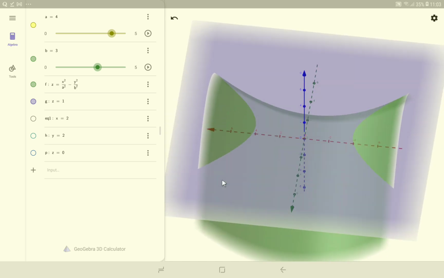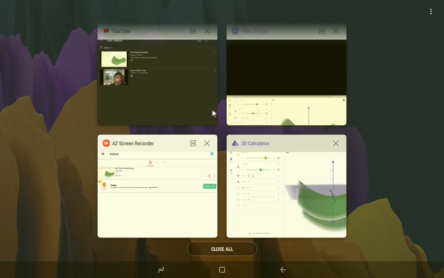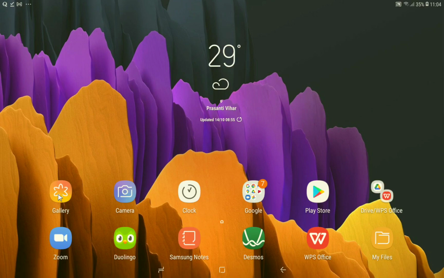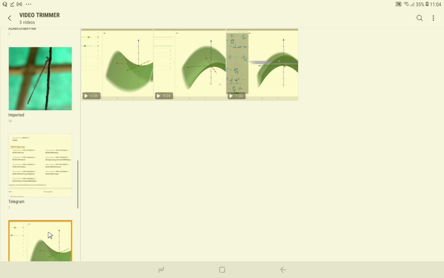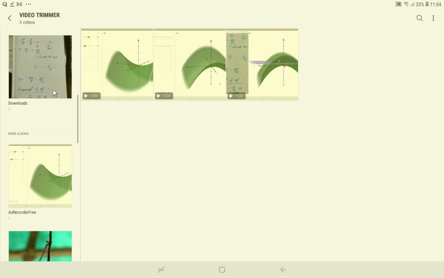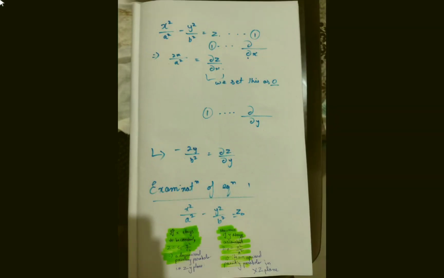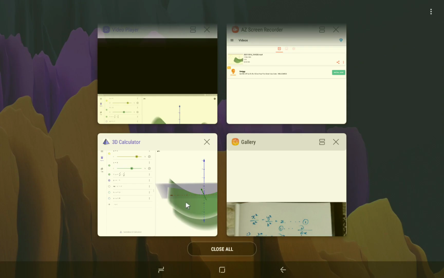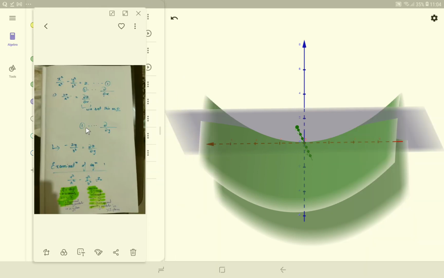Okay, wait, sorry, I forgot to bring up my picture. I will just do that. Where is that? This is it. Drag it over here. Nice. Absolutely beautiful. Done it.